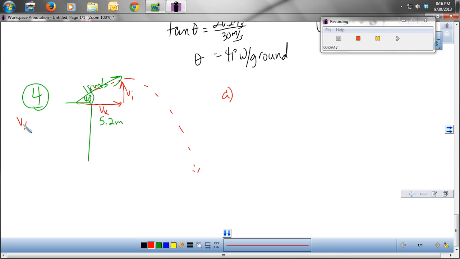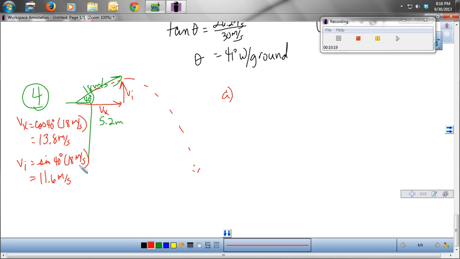So Vx is going to be the cosine of 40 times 18. When I did that, I got 13.8 meters per second, and that will never change. VI on the vertical, though, will be the sine of 40 times 18 meters per second, and it will always be changing because of gravity. When I multiplied those two together, I got 11.6.